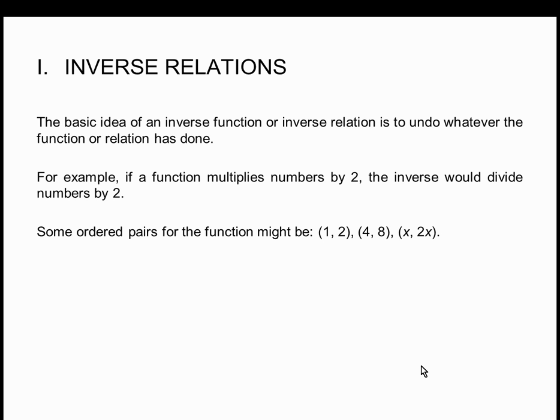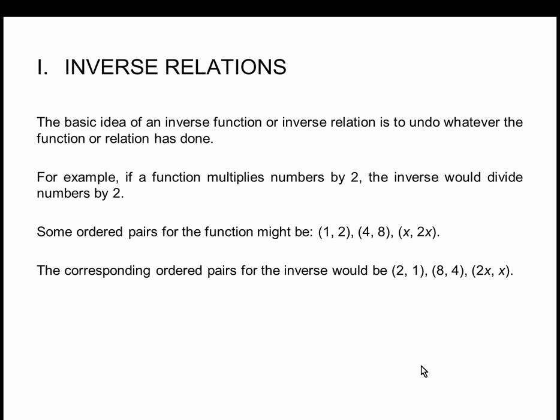Some ordered pairs for the function might look like this: (1, 2), (4, 8), (x, 2x). Remember, our function is doubling. So whatever x is, the y coordinate will multiply it by 2. The corresponding ordered pairs for the inverse would look like this: (2, 1), (8, 4), (2x, x). Because remember, the inverse would divide by 2. So 1 is 2 divided by 2, 4 is 8 divided by 2, and x is 2x divided by 2. Notice how the ordered pair (x, y) became (y, x). We basically just switched the role of x and y.